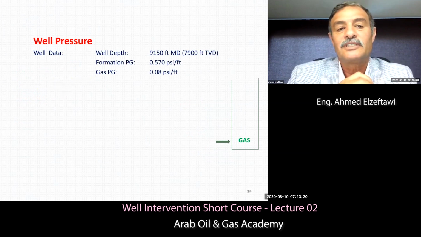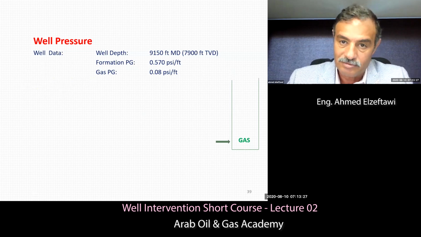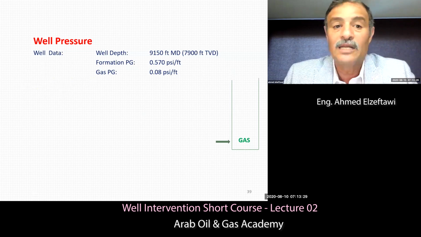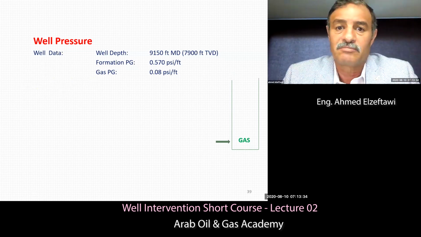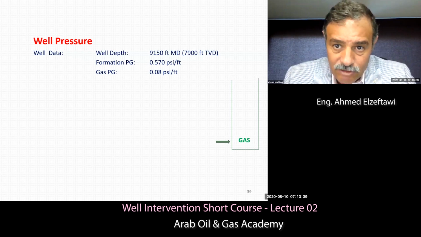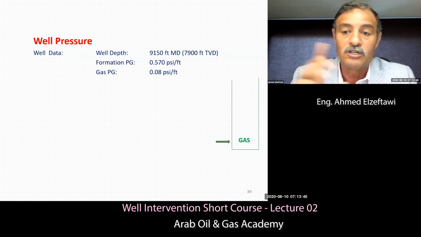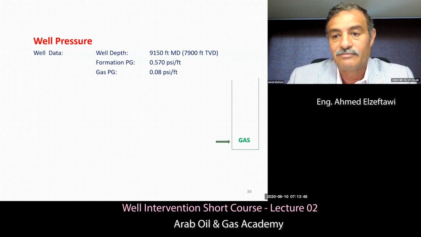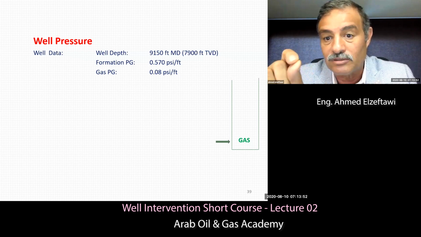Now, let us see how we calculate the bottom hole pressure and the surface pressure. So we have data from a well. The data is telling us that the well depth is 9,150 MD, 7,900 TVD. Since we talk about pressure, remember, our eyes will not see the MD. Our eyes will see only the TVD, which is 7,900.